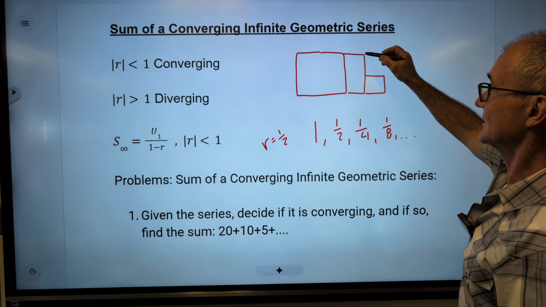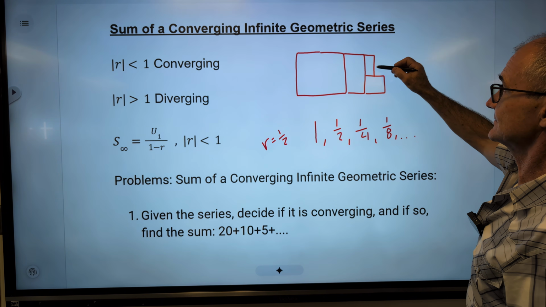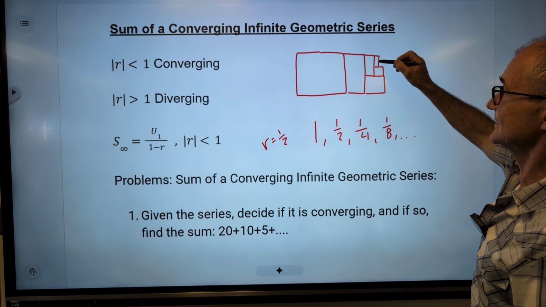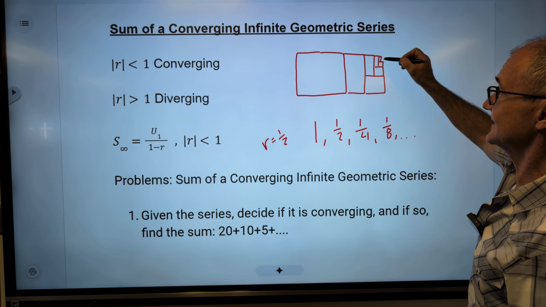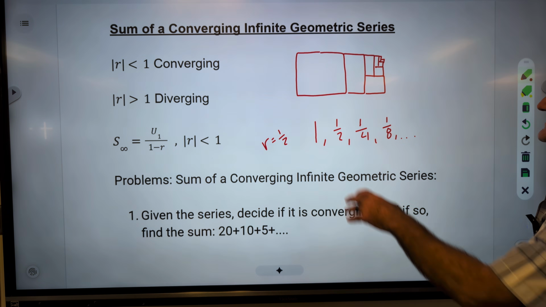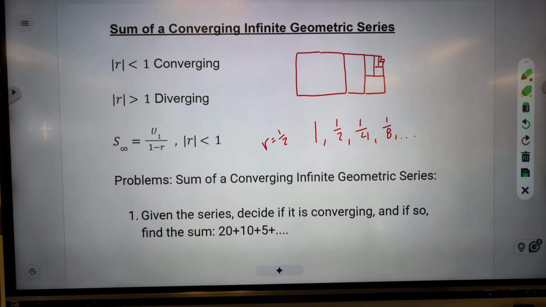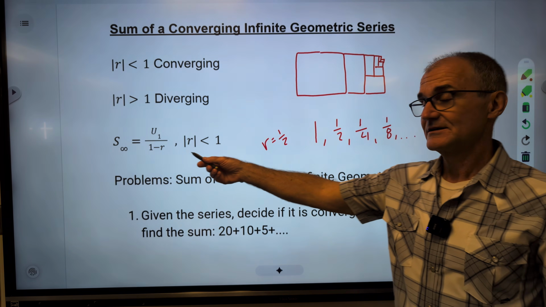And then I'm going to draw an eighth. Then I'm going to draw a 16th. Then I'm going to draw a 32nd. Then I'm going to draw a 64th, 128th, 256th. And I can see the sum of that whole sequence is going to add up to 2. So let's see if that equation works.